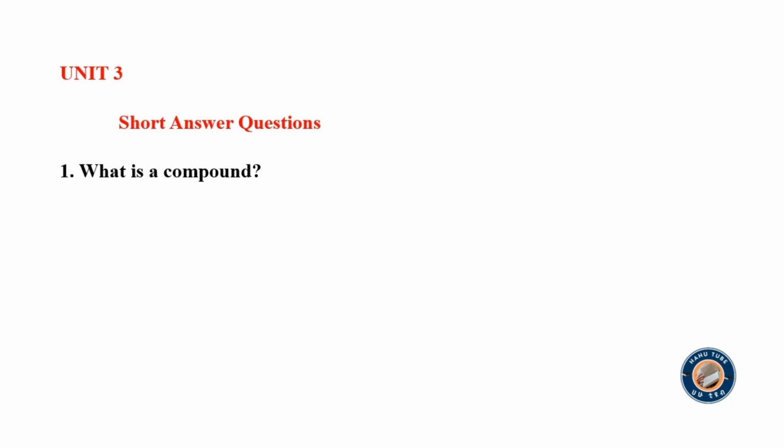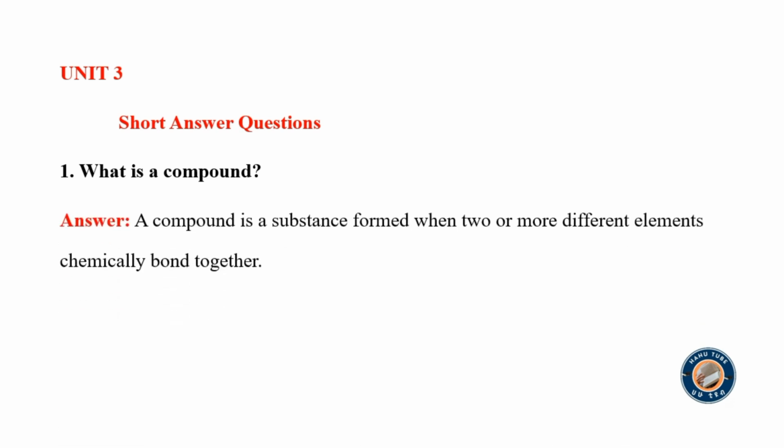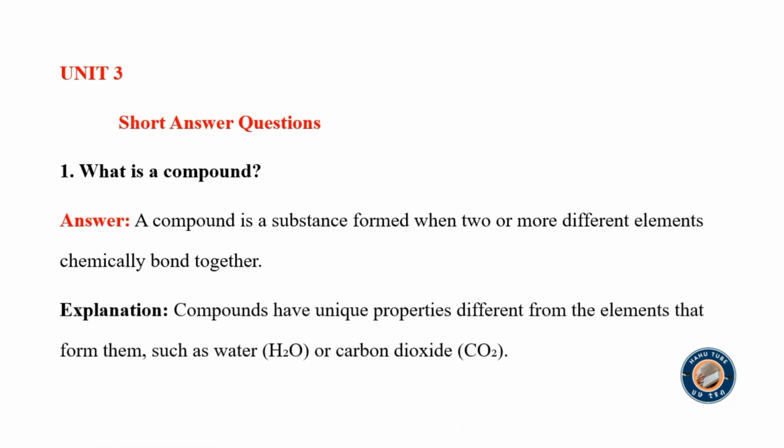Unit 3. Short answer questions. What is a compound? A compound is a substance formed when two or more different elements chemically bond together. Compounds have unique properties, different from the elements that form them, such as water or carbon dioxide.